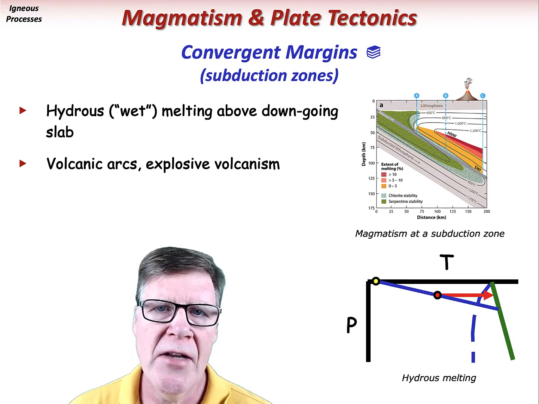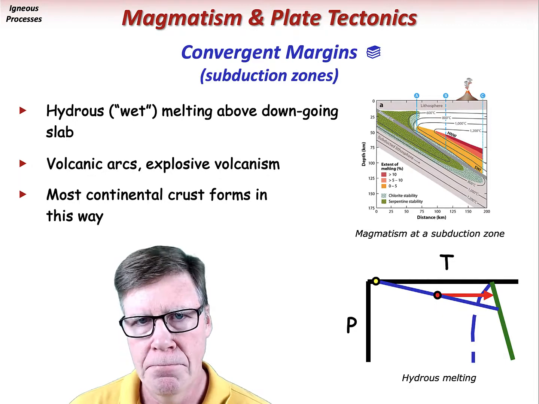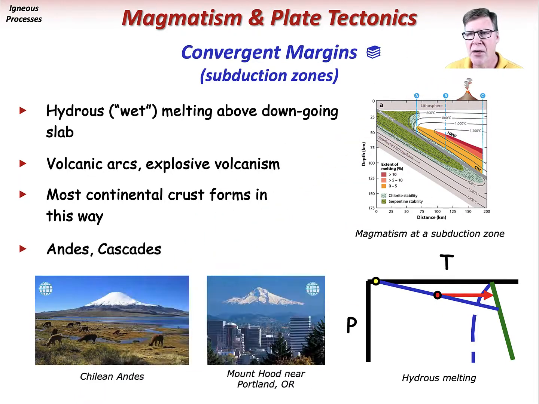The water-rich magma also tends to create explosive volcanic eruptions. Subduction zone melting is a major process in how continental crust is formed as well. Examples of convergent margins include the Andes Mountains in South America, the Cascade Mountains in North America, the Japanese islands, etc.